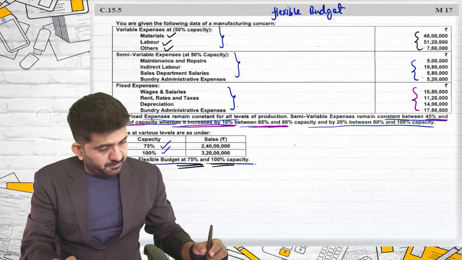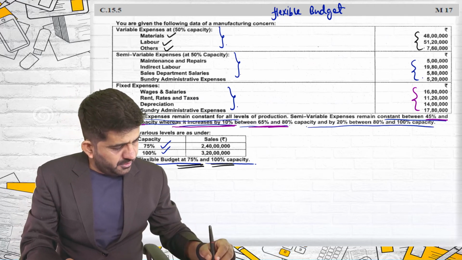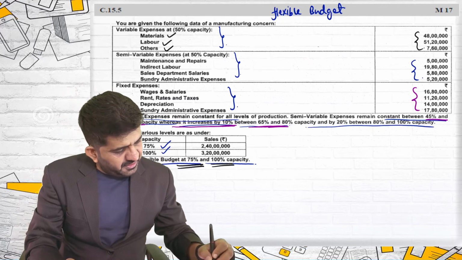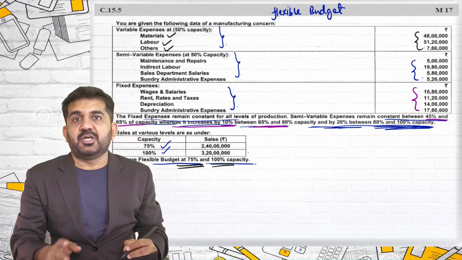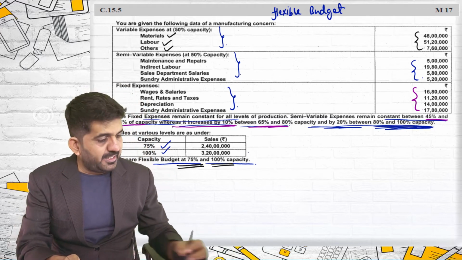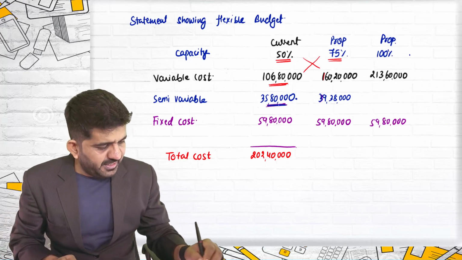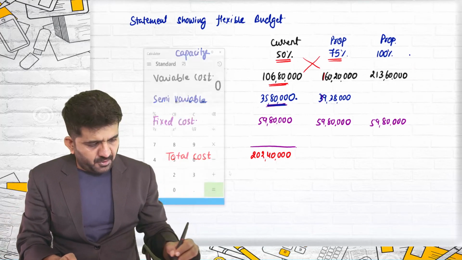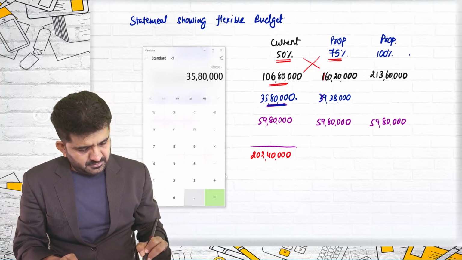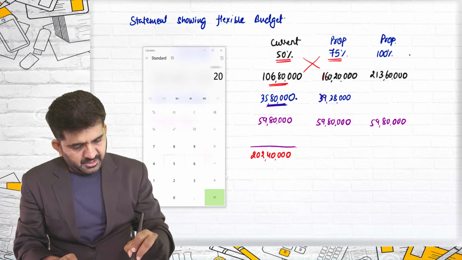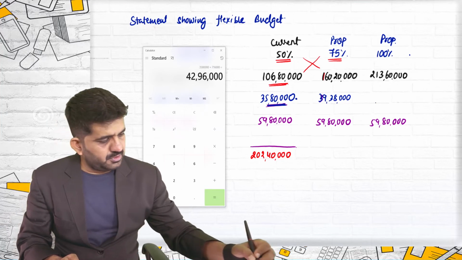What will be at 100% capacity? They will have to tell us. We cannot just do cross multiplication. And it will increase by 20% between 80% and 100%. So 80% as compared to 75% or the original figure? Original figure. It will increase by 20% from 35,80,000 plus 20% is equal to 42,96,000.